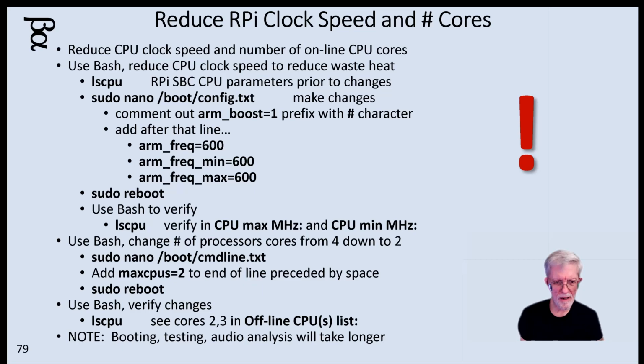Also, the Raspberry Pi 02W is a quad core, and I don't need 4 processor cores. So I'll just shut down 2 of them. I changed the maximum number of cores or CPUs that are running from 4 down to 2. That made it run a lot cooler.